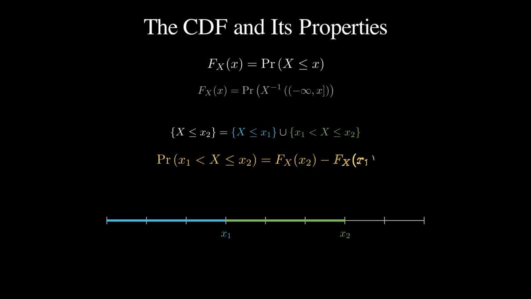Rearrange the same equation and you get the workhorse of the whole chapter. The probability that X lands in the interval from x1 to x2 is a difference of 2 heights, F at x2 minus F at x1.